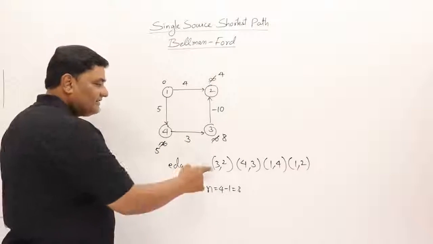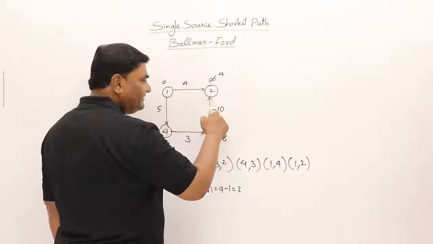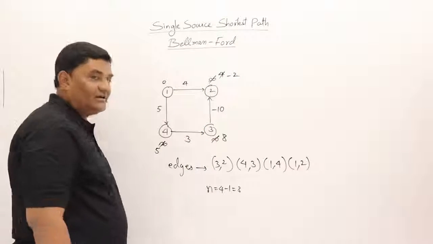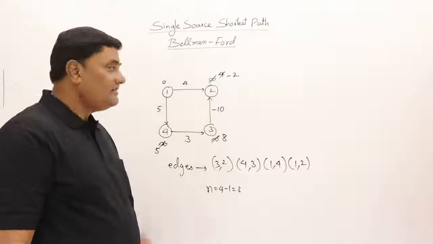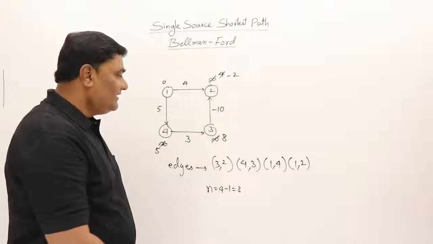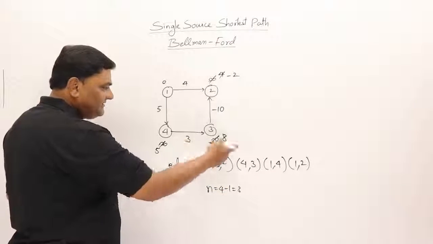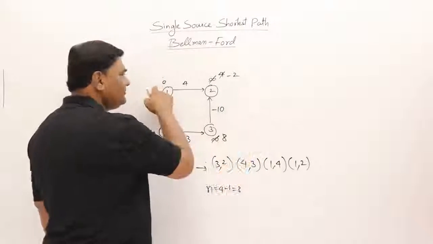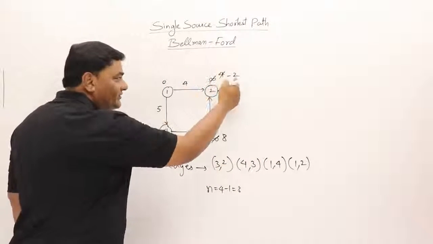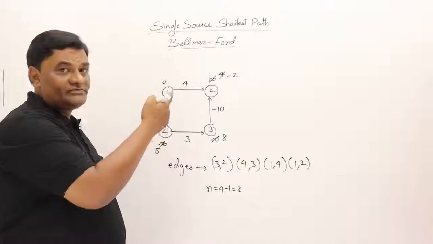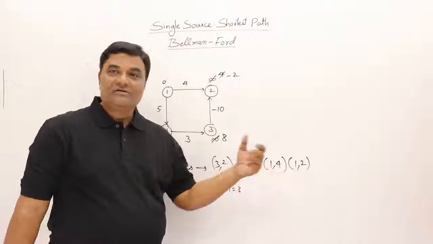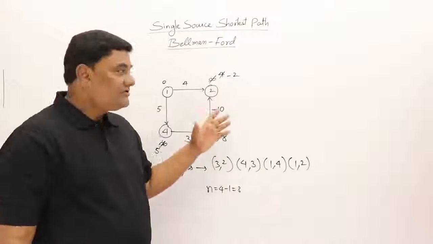Let us check. 3 to 2, 8 minus 10 is minus 2. Minus 2 is smaller than 4. Now you can see that I got the correct answer for vertex 2 now. Then 4 to 3, 5 plus 3, 8 only. 1 to 4, 0 plus 5, 5 only. 1 to 2, 0 plus 4, and that is not less than minus 2. So minus 2 is better. Let it be as it is. So I have relaxed them for 3 times and I got the shortest paths.